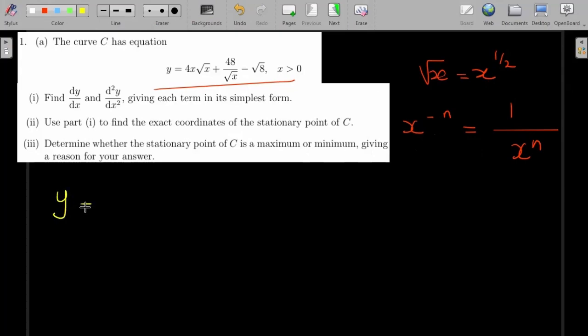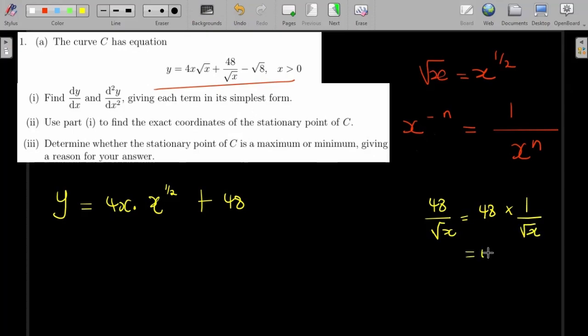So I'm going to write y equals 4x, okay? And then this x here, which is the root of x, I'm going to write it as x to the power what? Half. Then I'll say plus 48. So this 48 is being divided by the root of x. Okay, so if I have 48 divided by root of x like this, this here is the same as 48 multiplied by 1 over the root of what?